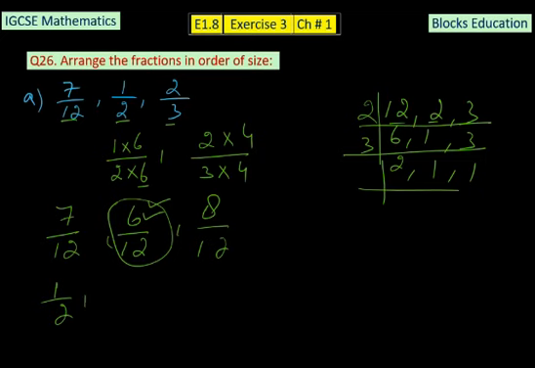Then comes 7 over 12, which is the second biggest number, and the biggest is the number 8 over 12, which is 2 over 3. So 2 over 3 is the biggest of these three fractions.